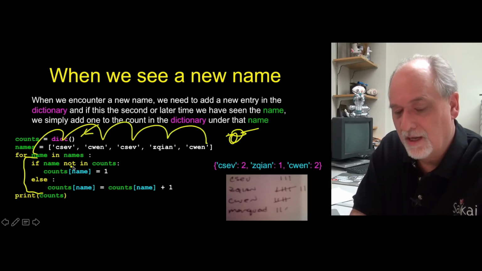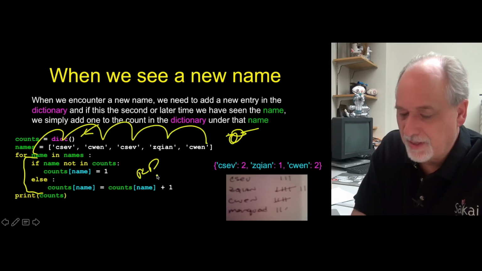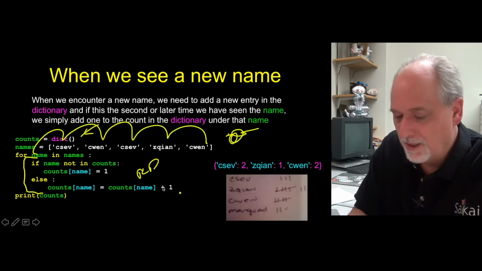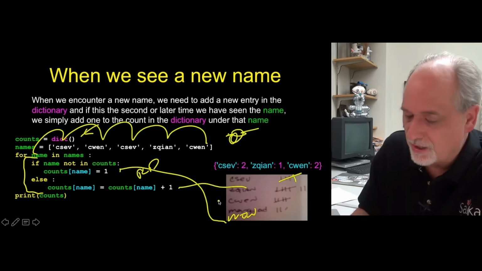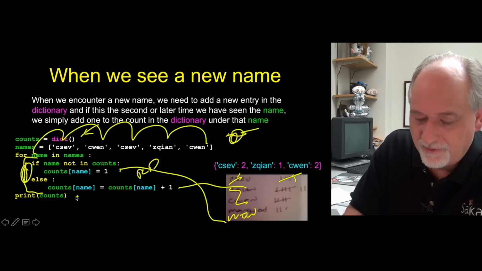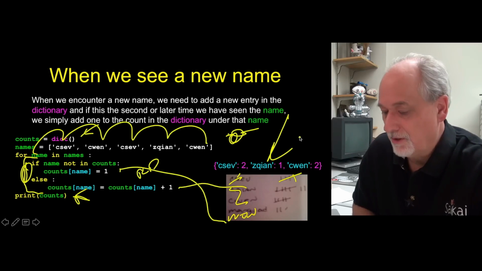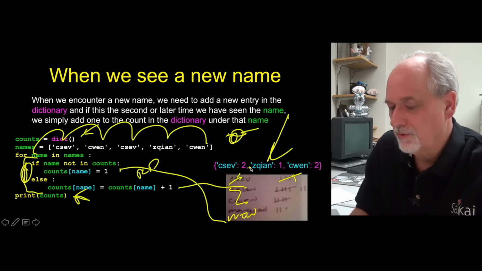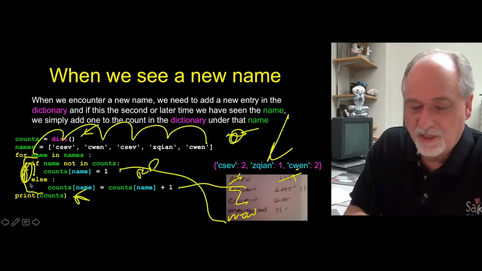If the name we're looking at is not in the dictionary already, is not the key, then set it to be 1. If it is, go get the old value, counts sub name, and then add 1 to it and stick it back in. So this line right here is new, adding a new thing, and this line right here is adding to existing things. And you do this long enough, you start with an empty one, and at the very end, it will print out the histogram that you're looking for. And so you say, oh, we've seen CSEV twice, Zhen once, and Chen twice. And so that's the idea. And so this can run 1,000,000 times if you want.